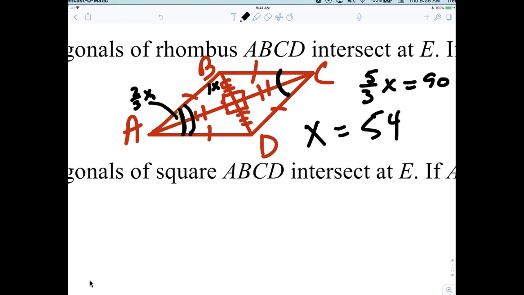Oh, and then you also know about 2. So 36, therefore this is 36, which makes this angle 72, which is the same as this angle over here, 72. Do the diagonals bisect? Yes, very good.